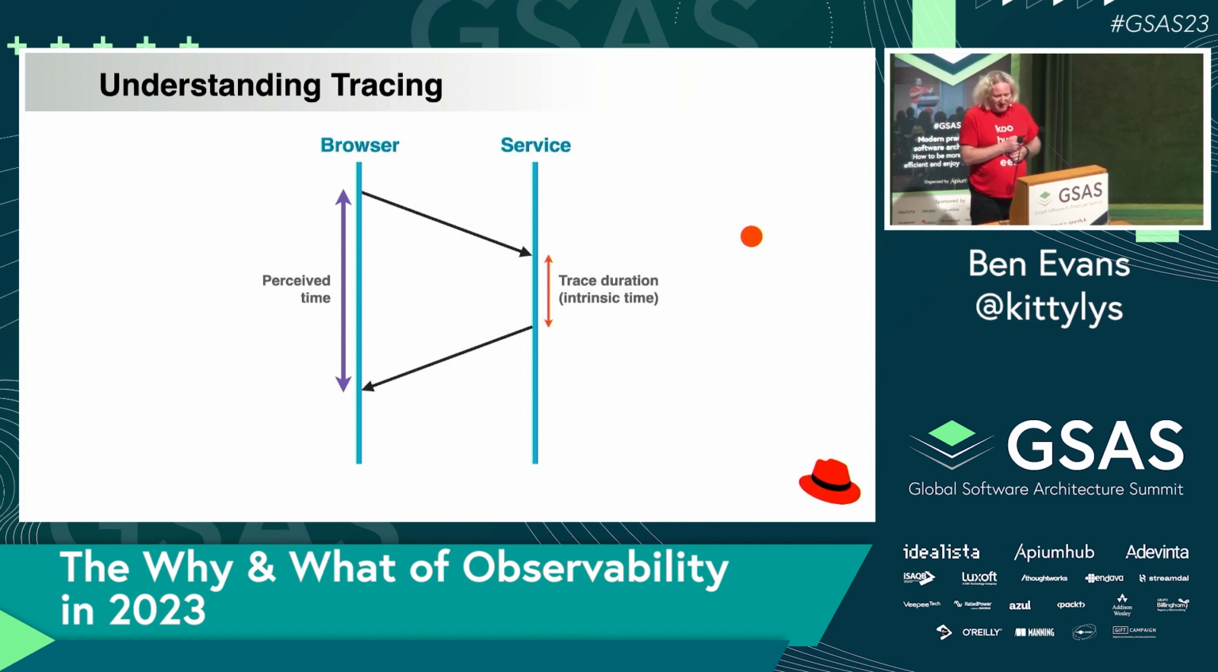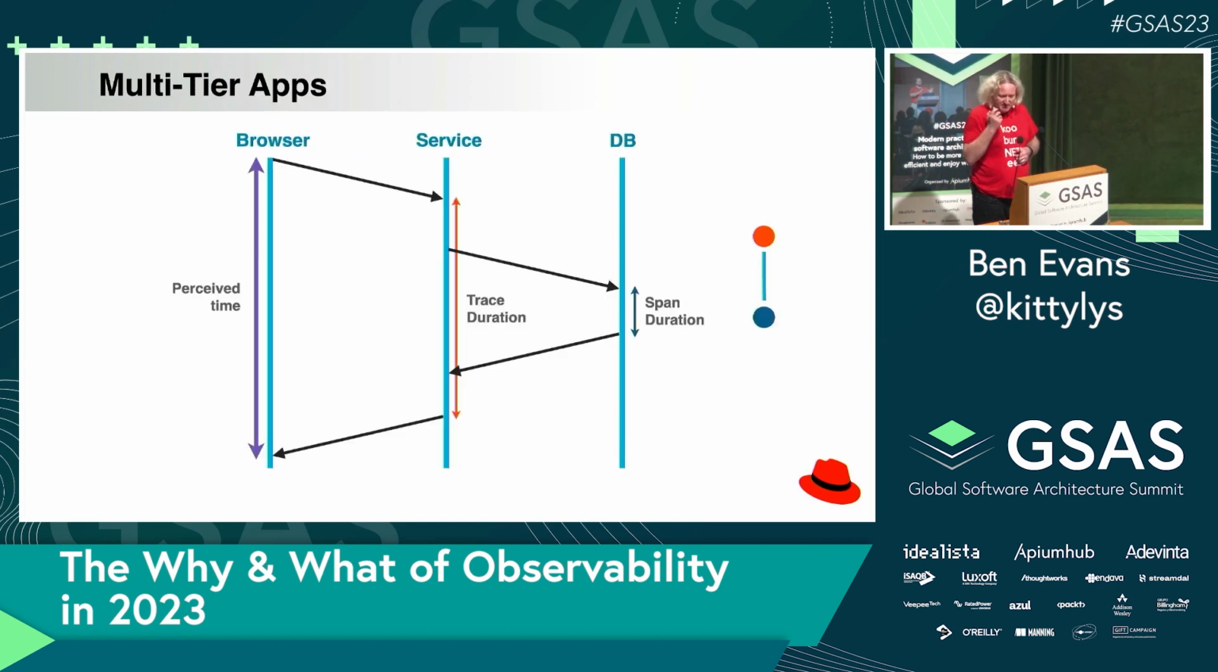So okay, now we have a service, and let's add a database. So now our situation looks more like this. The intrinsic trace duration is still the red line, but now we're making a call over to the database, which produces us this second span, as they're called. So now we have a slightly more interesting graph, which has a red dot and a blue dot, and they represent the parent-child relationship of the overall trace and the subspan, or just the span underneath.